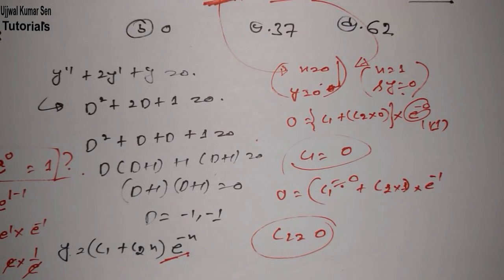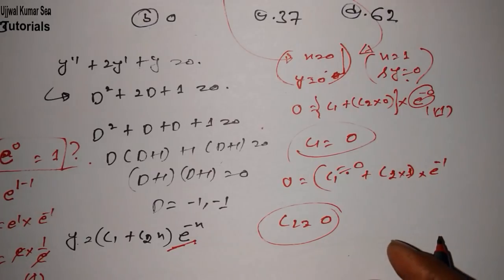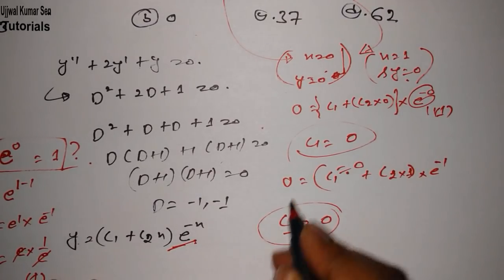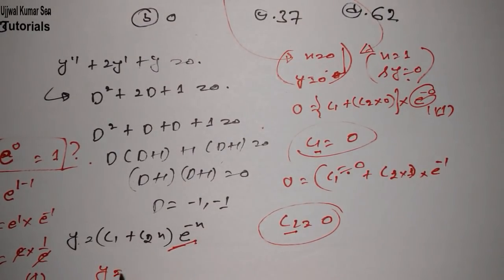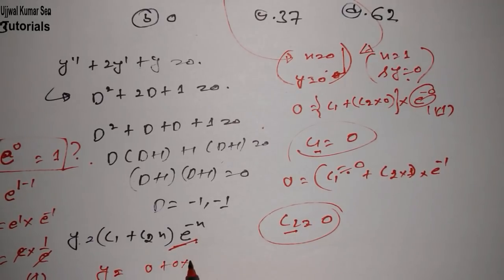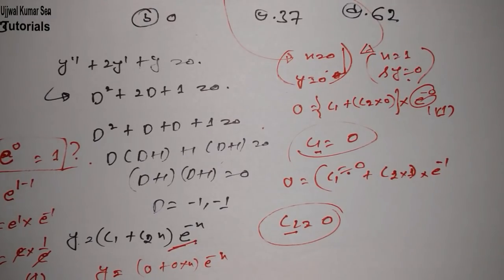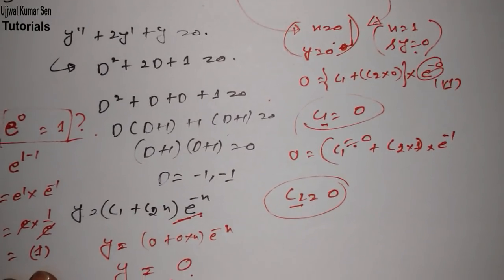Now think for yourself, if c1 equal to 0 and c2 equal to 0, and I put these values here, then y equal to what? 0 plus 0 into x e to the power minus x. So what value did we get here? 0. So y equal to 0.